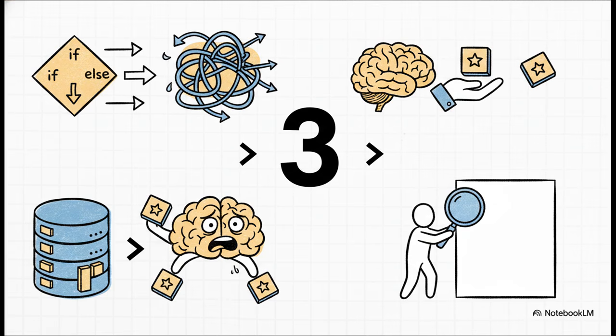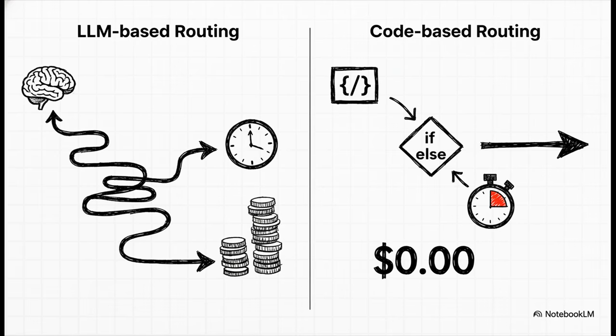It's actually pretty straightforward. First, you're going to use code for routing, not the LLM. Second, you'll use a real database or a state machine to manage state, not the LLM's chat history. And third, you prefetch data instead of giving the agent tools and hoping it figures out what to do. Let's break that first one down.